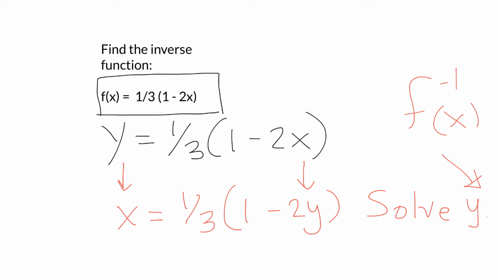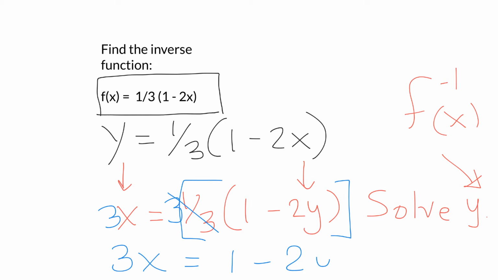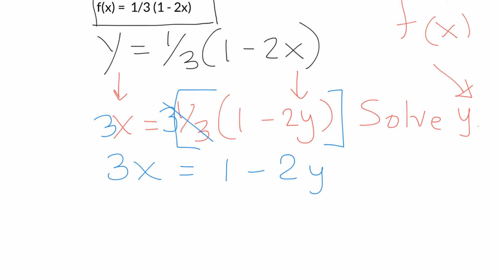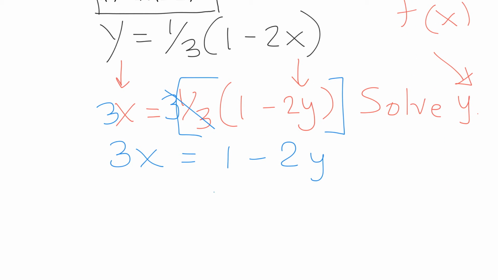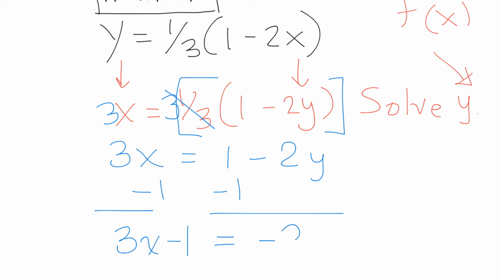Well, first of all, I'm going to get rid of this 1/3. So I'm going to multiply everything by 3 on both sides. That will cancel this, and I now have 3x equals 1 minus 2y. Then I'm going to subtract 1 on both sides, and I now have 3x minus 1 equals negative 2y.